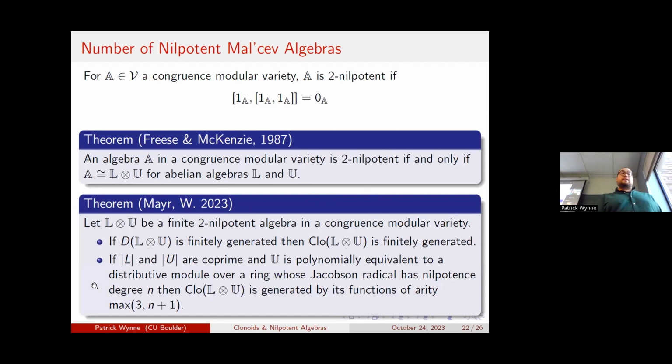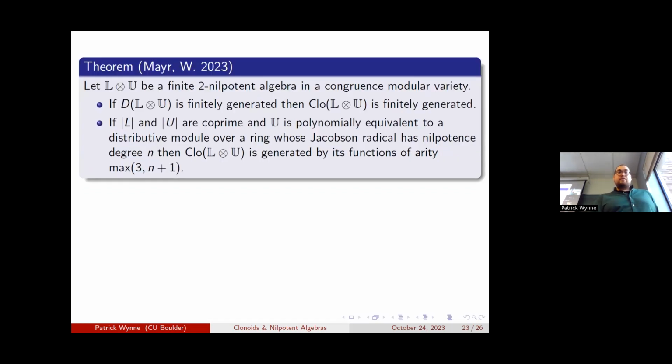And in the specific setting where we know about the clonoids, now we can say exactly that if L and U are coprime and U is polynomially equivalent to a distributive module with Jacobson radical having nilpotence degree n, so the exact setup that we had before, then the clone of L wreath U is generated by its functions of arity at most the max of 3 and n plus 1. So this is repeating the same theorem here.